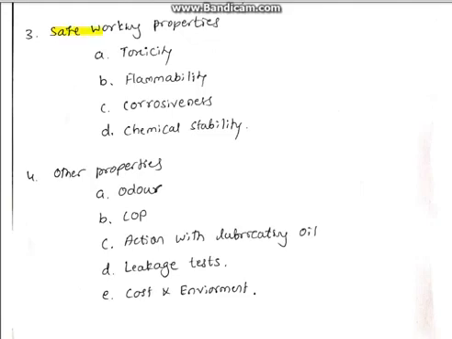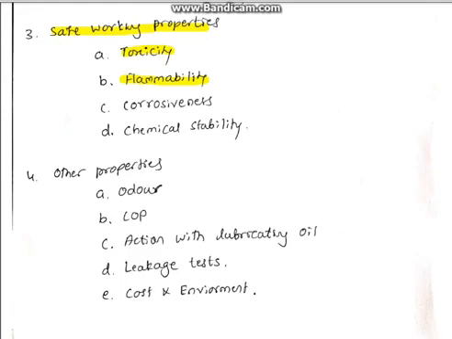Next one, safe working properties. In that, first one is toxicity. The ideal refrigerant should be non-toxic because any leakage of a toxic refrigerant causes suffocation and poisons the atmosphere. Second one is flammability. The ideal refrigerant should be non-flammable in the presence of air or in association with lubricating oil.